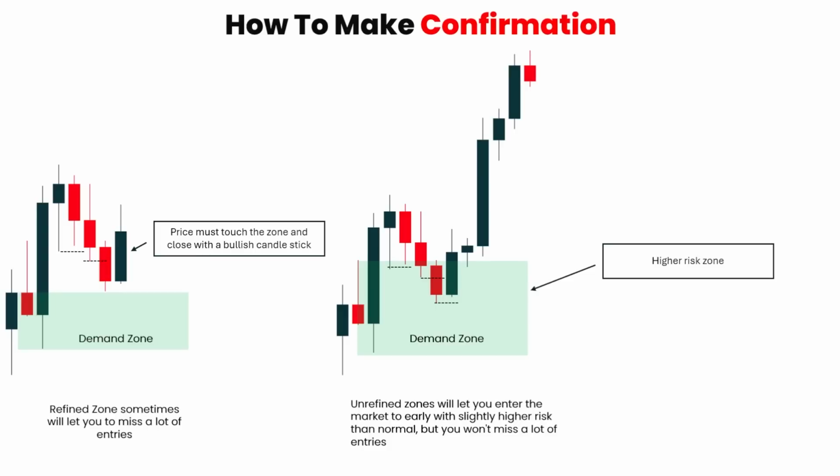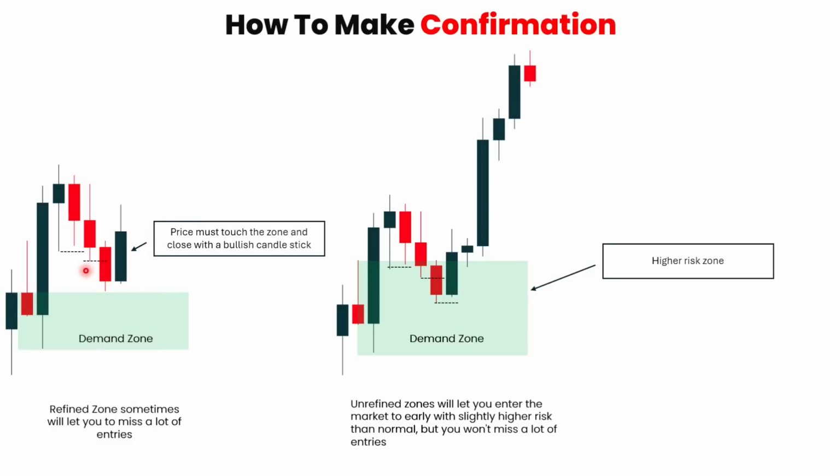Because we have already covered the structure, the fair value gap, and how to draw the supply and demand zones, in this section we are going to cover how to make confirmations. From here we can see that we have the demand zone. Price has to come like this, touch the zone and then close. You see this bullish candlestick close here. Price has to touch the zone first and then close with a bullish candlestick. And also price must not do something like this. This one will be wrong because price traded below the demand zone and closed bullish. So we will avoid this kind of behavior.